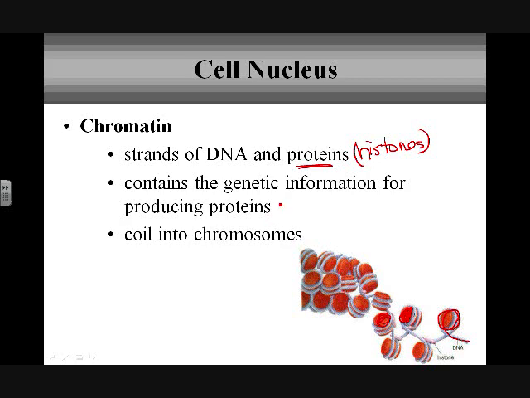And this is where the information for producing proteins is, what we're talking about is that process of transcription and translation in protein synthesis. The initial information is from DNA, and it is transcribed into RNA, and then from RNA it's translated into an amino acid sequence. So that chromatin is where we start off with that genetic information, and eventually, like I said, chromatin coils into chromosomes when we're going through cellular division.